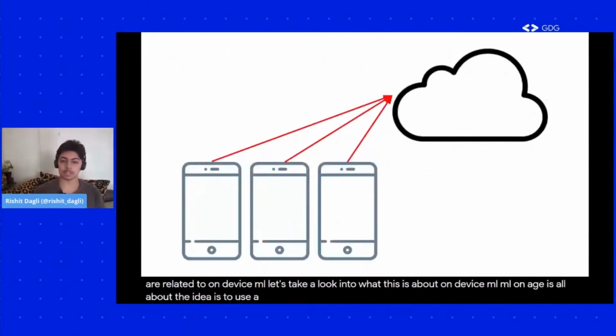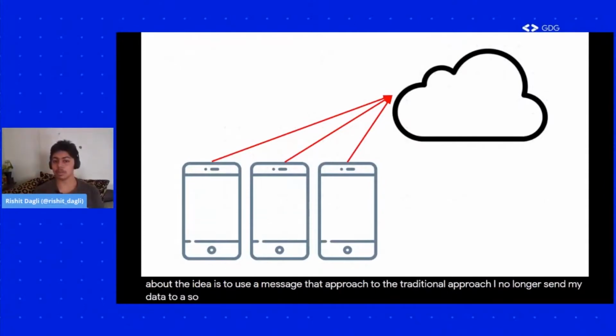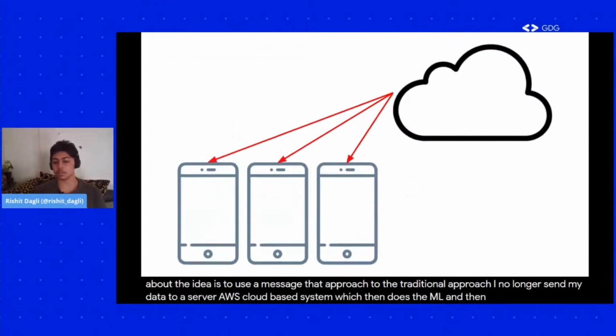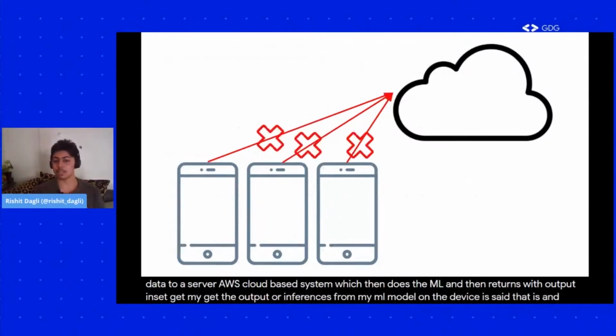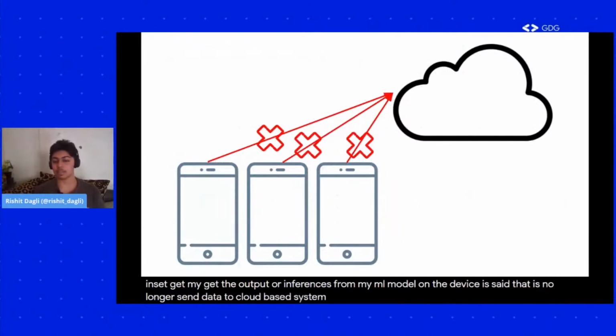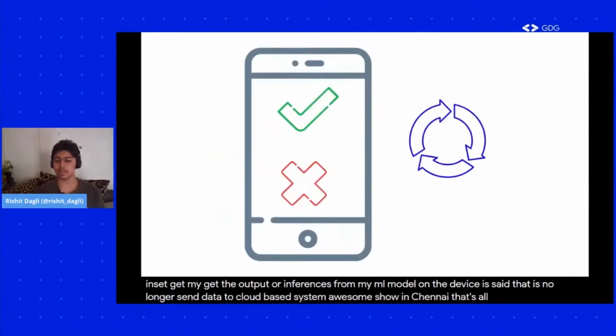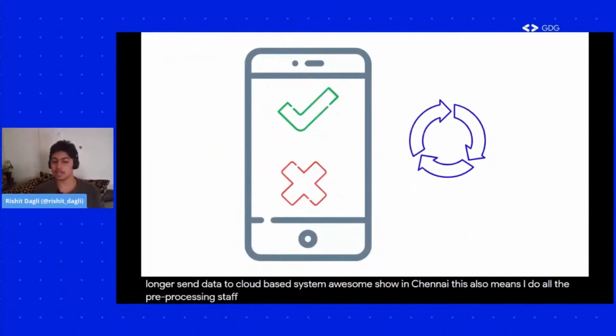The idea is to use ML such that, as opposed to the traditional approach, I no longer send my data to a server or a cloud-based system, which then does the ML and returns me the outputs. I instead get the outputs or inferences from my ML model on the device itself. That is, I no longer send data to a cloud-based system or some server in general. This also means I do all the pre-processing, data preparation, and inference on the mobile device itself. I don't send it outside the mobile device.